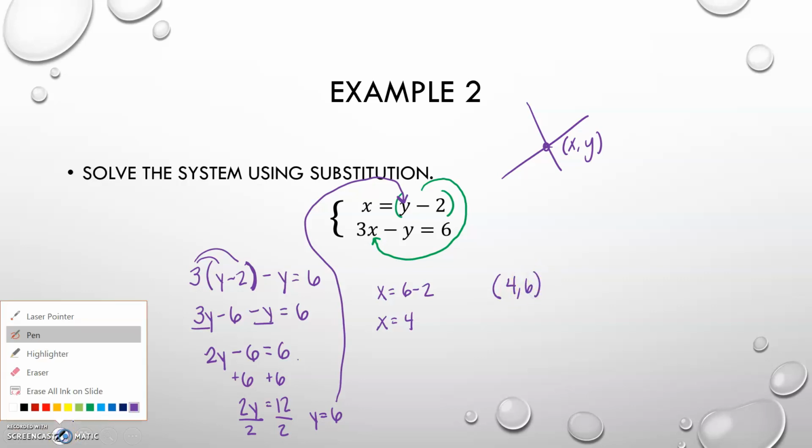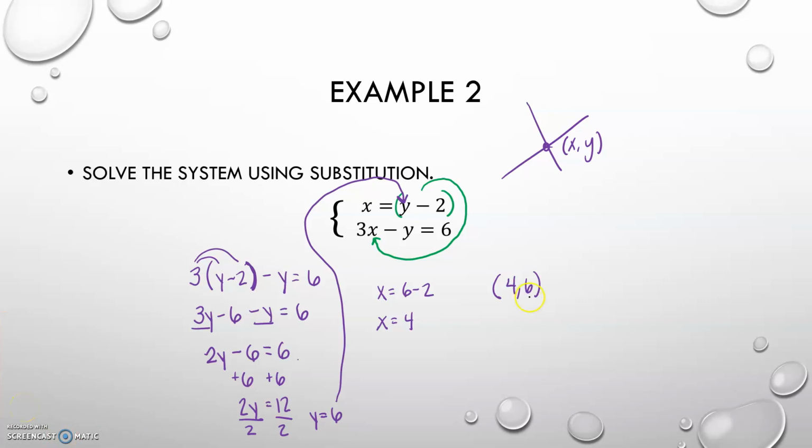Now, I know I'm always on you guys to check your work, so if you wanted to check your work, what we could do is plug this ordered pair in for x and y in both equations. 4 equals 6 minus 2. That's a true statement. 3 times 4 minus 6 equals 6. That would give me 12 minus 6 equals 6, and that's true. So that means that this is correct, and this is my answer.